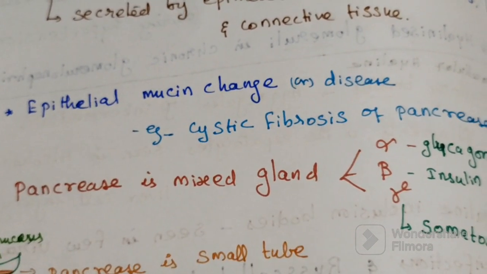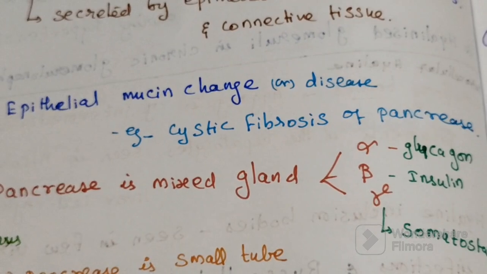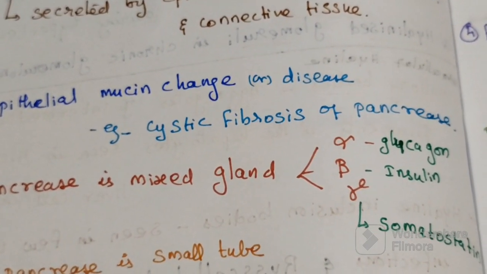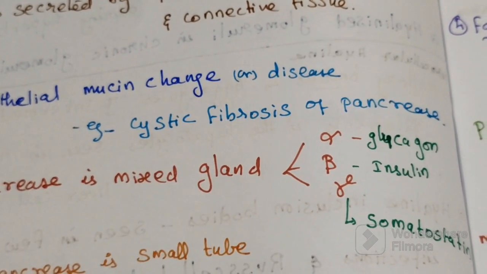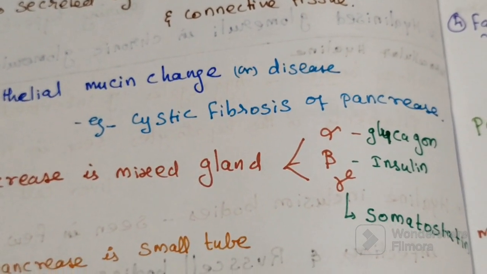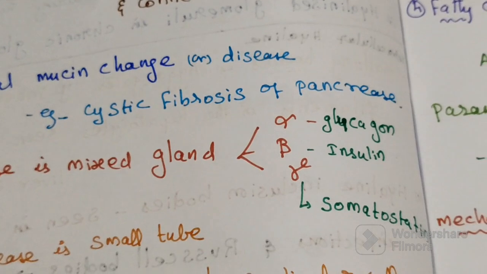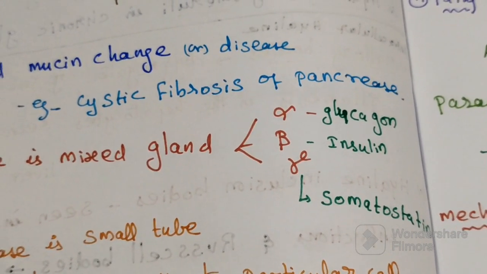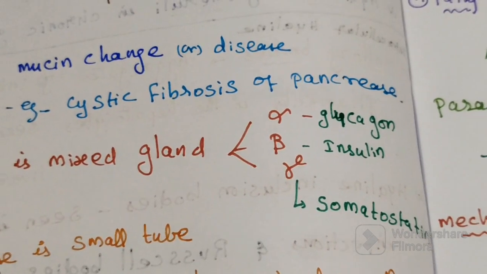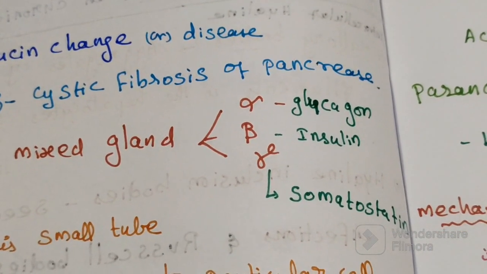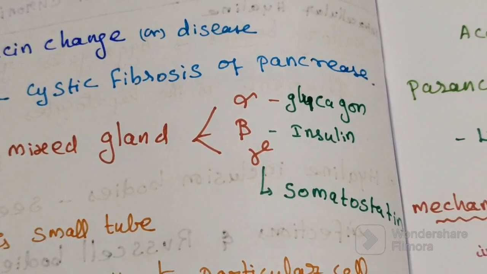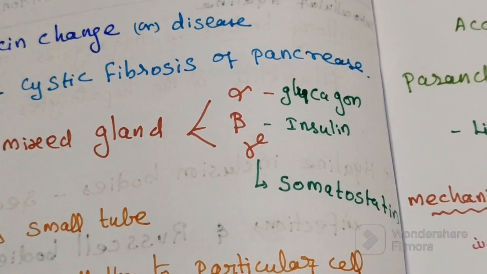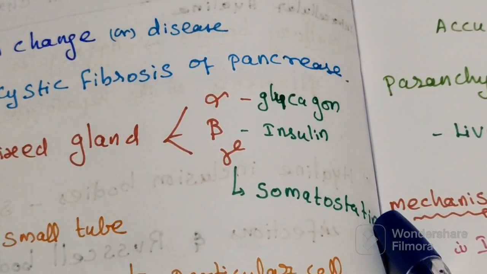What is the pancreas? The pancreas is a mixed gland. That means it has both endocrine and exocrine functions. The endocrine part is also known as the islets of Langerhans. It consists of three types of cells: alpha cells, beta cells and delta cells. Alpha cells secrete glucagon, beta cells secrete insulin, and delta cells secrete somatostatin.